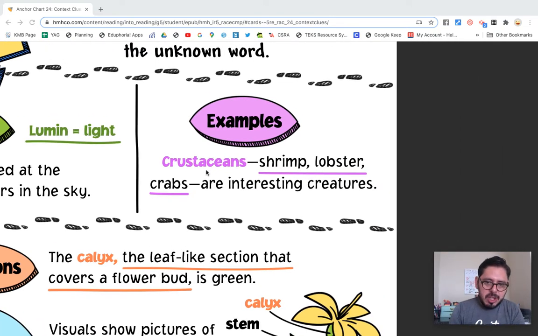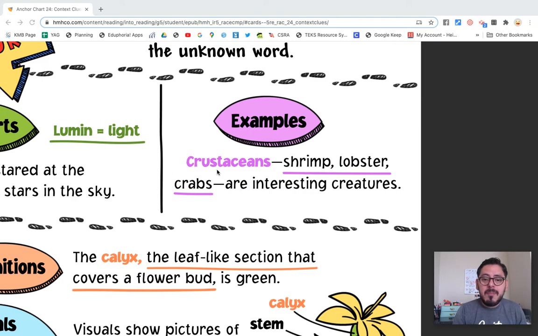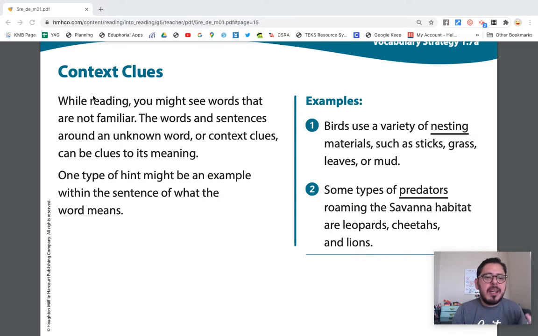Here's an example: crustaceans. Shrimp, lobster, crabs are interesting creatures. So we know that shrimp, lobsters, and crabs are crustaceans. Those are examples of the word crustaceans, and it's going to help us understand that word a little bit better. And here's some other examples. Context clues. While you're reading, you might see words that are not familiar. These words are in sentences around an unknown word, or context clues can be clues to its meaning. We already said that. One type of hint might be an example, which is what we're talking about today, within the same sentence of what the word means.